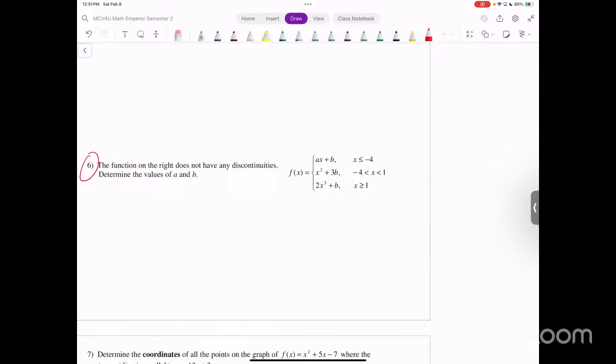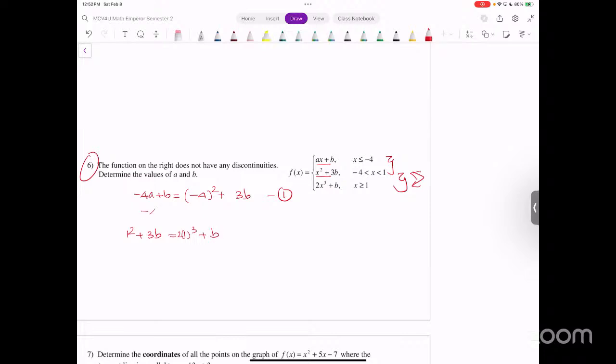This is an advanced function question. When it's continuous, guys, -4 is a boundary and 1 is a boundary, isn't it? The function evaluated at -4 using these two must be equal. So it's going to be -4a plus b, supposed to be -4 squared plus 3b, equation number 1. Then also the function evaluated at the border of 1. So 1 squared plus 3b supposed to be 2 times 1 cubed plus b.